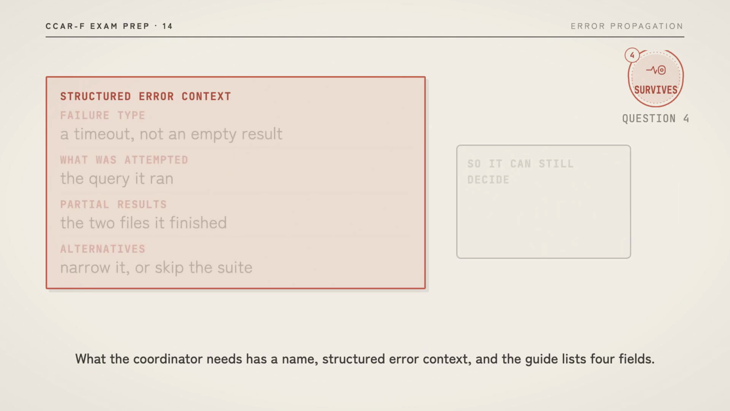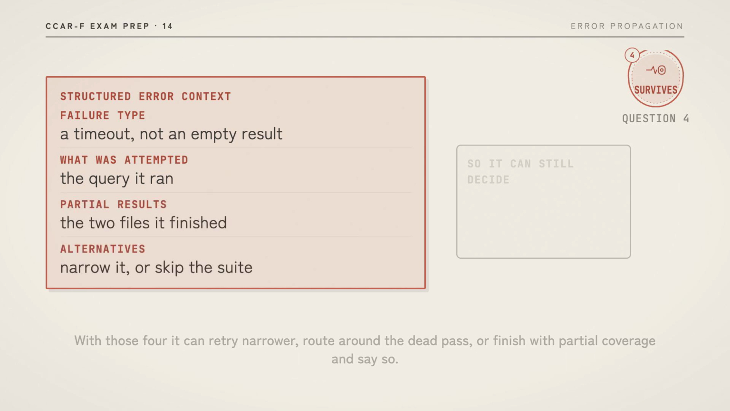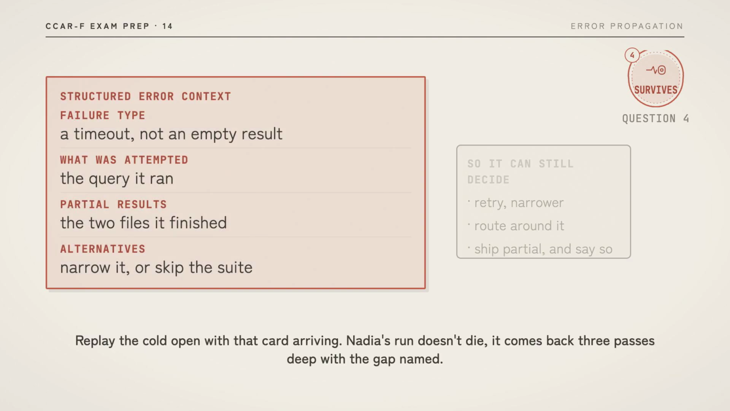What the coordinator needs has a name, structured error context, and the guide lists 4 fields. Failure type, what was attempted, partial results, and the alternatives worth trying. With those 4, it can retry narrower, route around the dead pass, or finish with partial coverage and say so. Replay the cold open with that card arriving. Nadia's run doesn't die, it comes back 3 passes deep with the gap named.